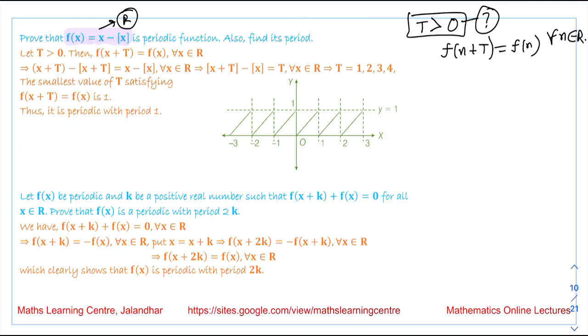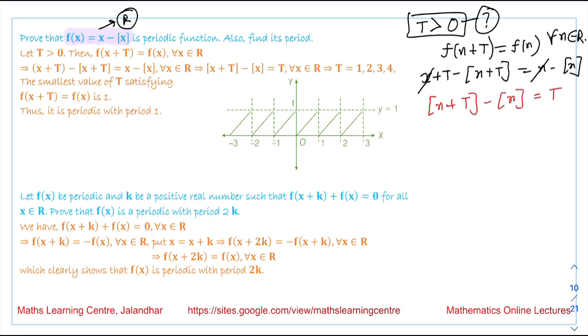So if we substitute the values in this function, we get that x + t minus greatest integer of (x + t) should be equal to x minus greatest integer of x. Now this x gets cancelled. So what we are left with is that greatest integer of (x + t) minus greatest integer of x should be equal to t. This is only possible when t is 1, 2, 3, 4 and so on. And the smallest of all these values is 1. So this function is periodic with period 1.